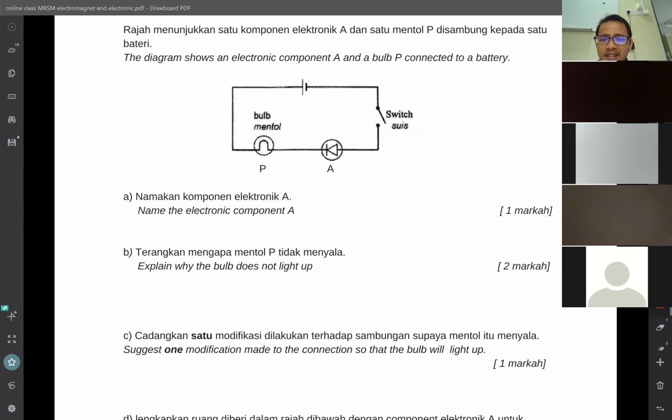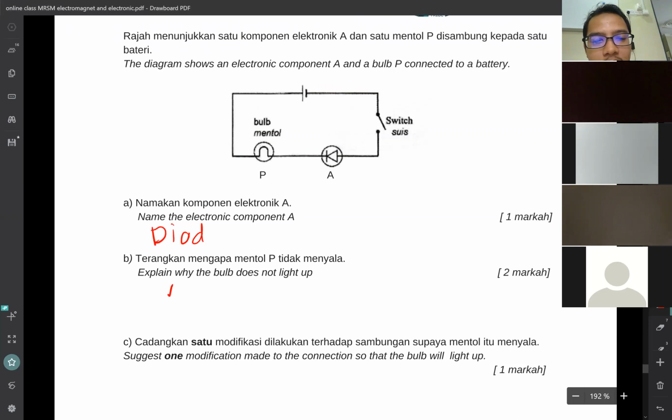Oops. Aina, is it transistor? Christina, okay, good. It's a diode. Okay, A is a diode. So what is A is a diode? Explain why the bulb does not light up. Why the bulb does not light up? Okay, why the bulb does not light up? Yes, good, because the arrangement is in reverse bias. 1 mark. There's 2 mark there. Reverse bias. So what happens when reverse bias?